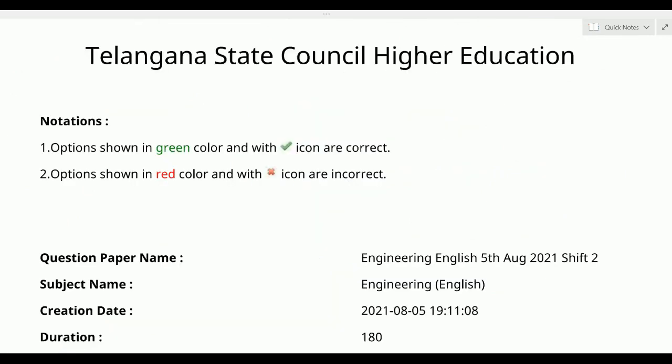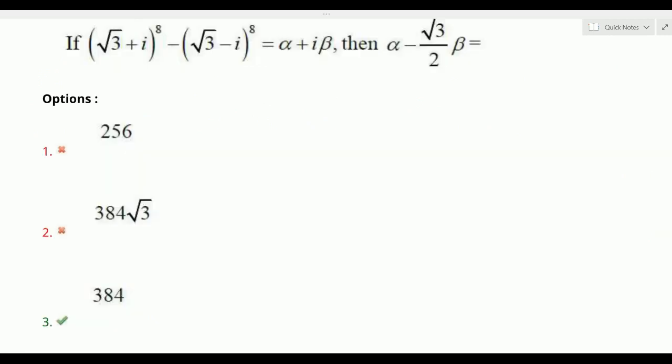I will discuss about the questions from 5th August shift 2. What are those? We'll look at now first of all. Yes, what is the question here? If root 3 plus I whole power 8 minus root 3 minus I whole power 8 is given as alpha plus I beta, then we have to find out alpha minus root 3 by 2 beta. It is there in Demoivre's theorem.